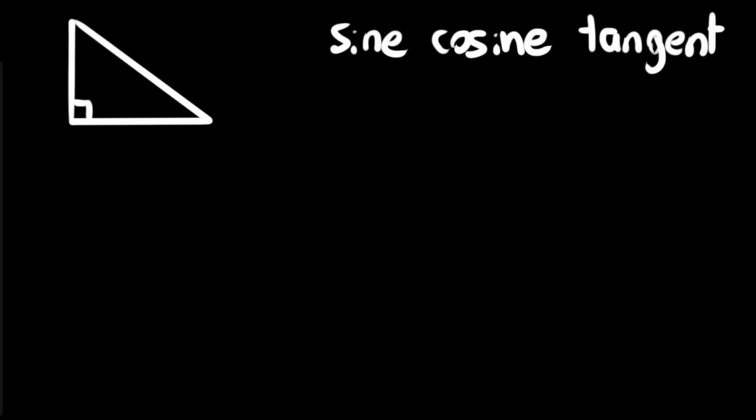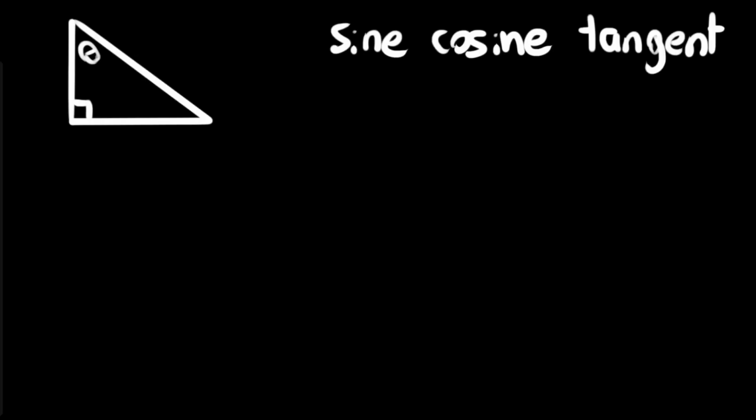To define the terms opposite, hypotenuse, and adjacent, you need a reference angle. That reference angle is usually called theta. That's the default name for angles like that. So there's theta over there. The opposite side from the angle theta is this side right over here. So this would be the opposite side.